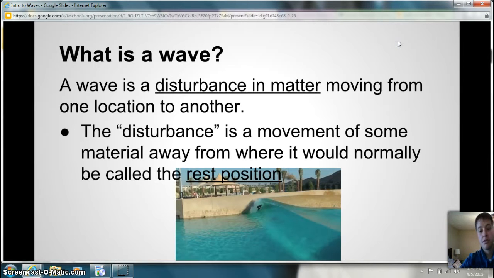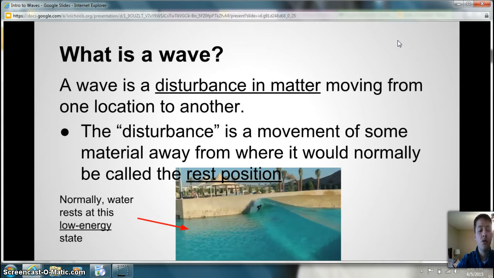So this disturbance, it's a movement of some kind of material, and in the case of the picture, the material is water. But it's a movement of some kind of material from where it would normally be. And where it would normally be is called the resting position. So as you can see, normally water is going to be low. Gravity's going to pull it down, and it's going to find the lowest spot in its container. In this case, it's a big giant swimming pool. So there's the rest position. There's a rest position behind the wave as well.